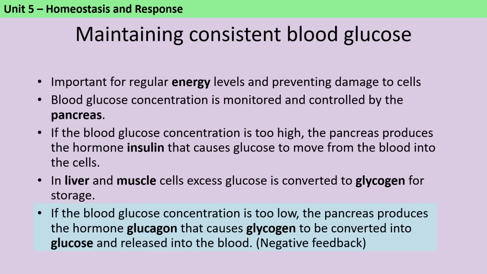Your pancreas is responsible for both monitoring the blood glucose levels and for controlling them by releasing hormones. If your blood glucose gets too high, the pancreas makes a hormone called insulin, and this increases the permeability of your cells, particularly in the liver. That causes glucose to move into those cells, and that extra glucose can be converted into a polymer called glycogen for storage. If you're doing higher tier, you also need to know what happens when the blood glucose gets too low. The pancreas produces a second hormone called glucagon, and glucagon causes glycogen to be made back into glucose and released back into the blood.